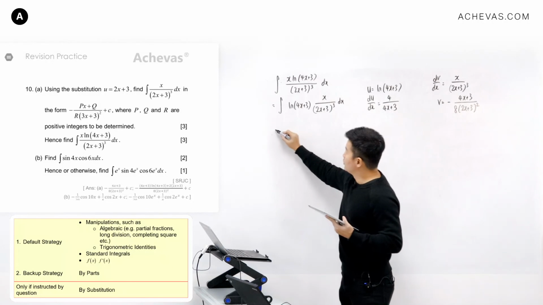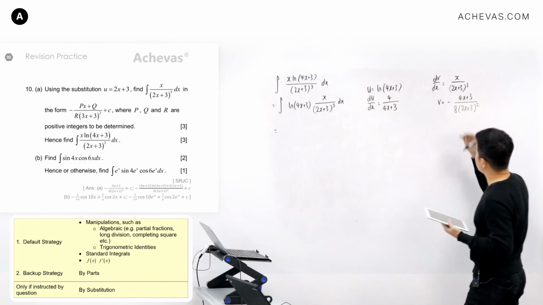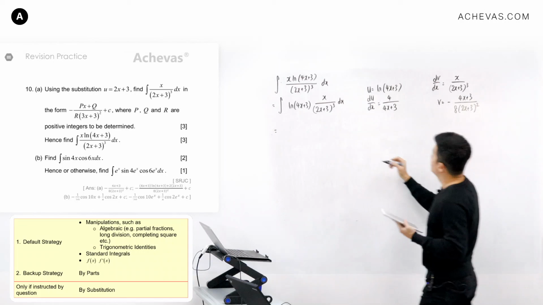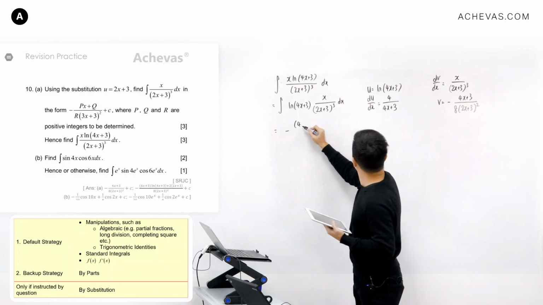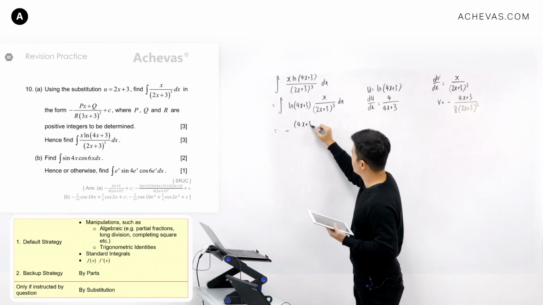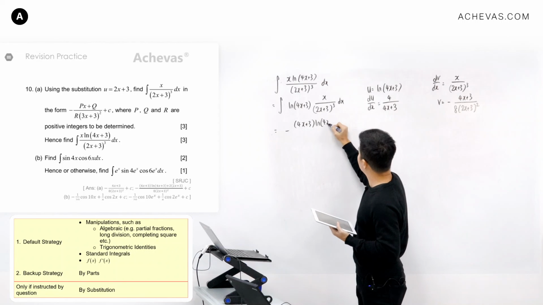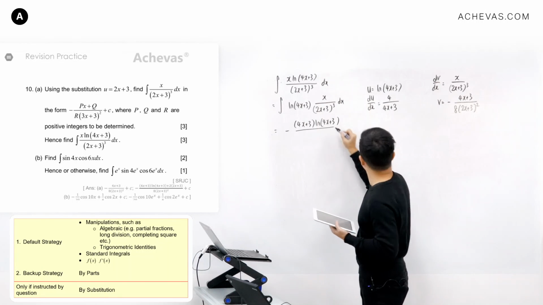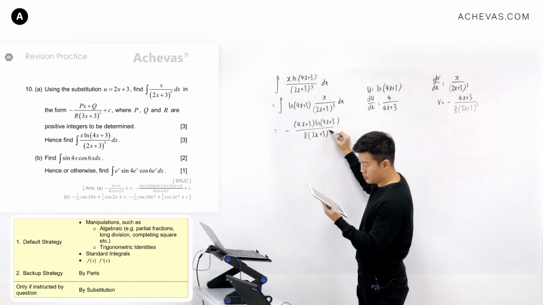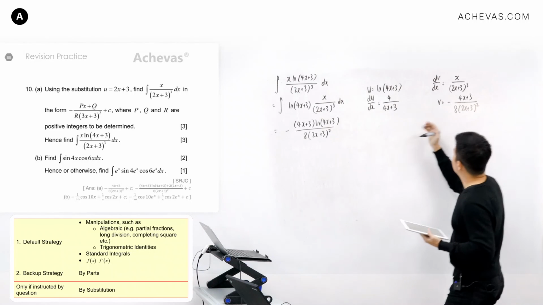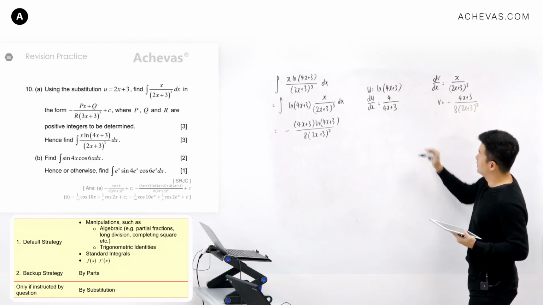So this is going to be equal to uv, that times this. It is a huge expression that we are looking at here. So it is minus (4x + 3) ln(4x + 3) divided by 8(2x + 3)², then v du/dx, this multiplied by this.